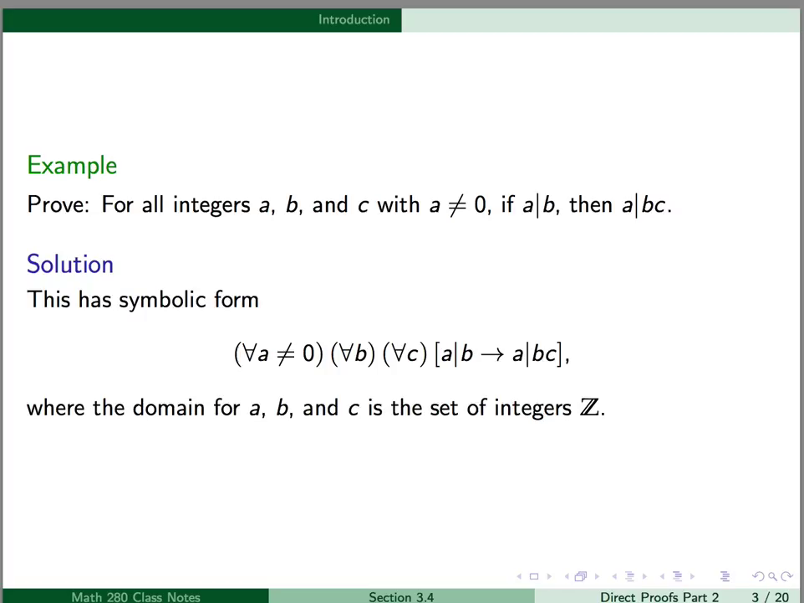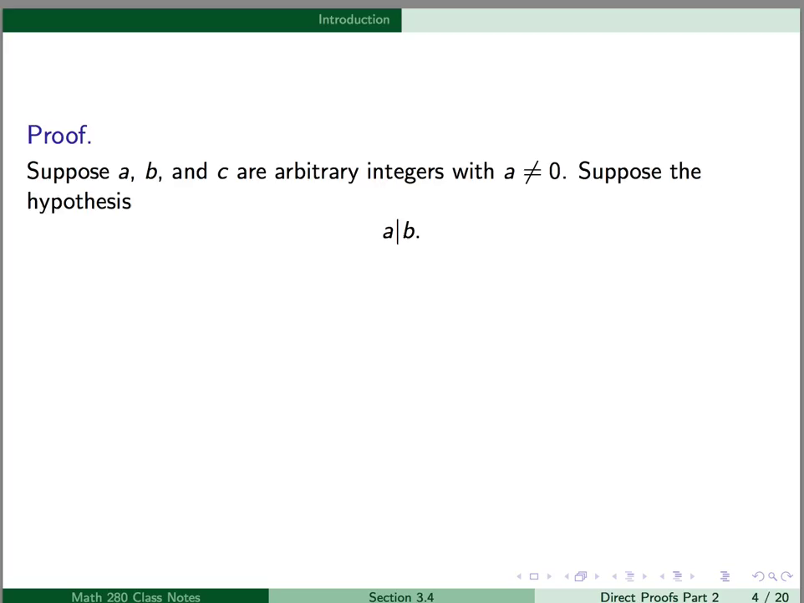Our first step is to write it in symbolic form. So we have for all a not equal to 0, for all b, for all c, a divides b implies a divides bc. The domain for our variables a, b, and c is the set of integers Z. So we start our proof with a proof by arbitrary element. We're going to suppose a, b, and c are arbitrary integers with a not equal to 0. We suppose the hypothesis a divides b. We then need to show the conclusion a divides bc.